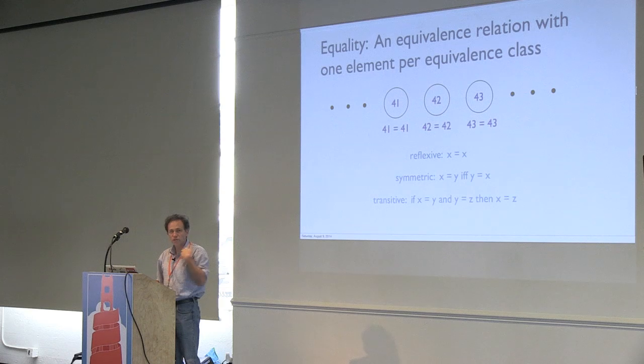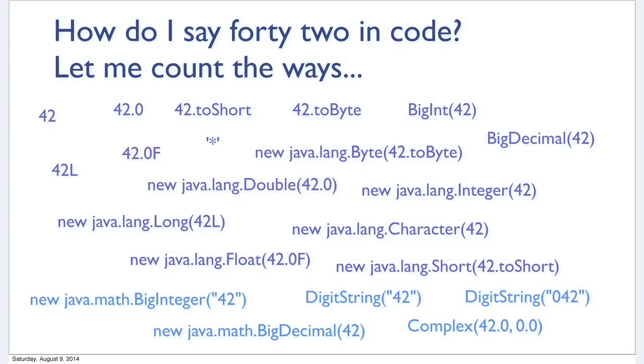And so one of the challenges when you bring that to programming is there's actually lots of different ways to say 42 in code, right? You can just say 42, but you can also say 42L, and that's actually a different type. You can say Short, Byte, get even smaller ones. There's a BigInt 42, there's a BigDecimal 42. The asterisk character actually has Unicode value 42, so that's another way to say 42.